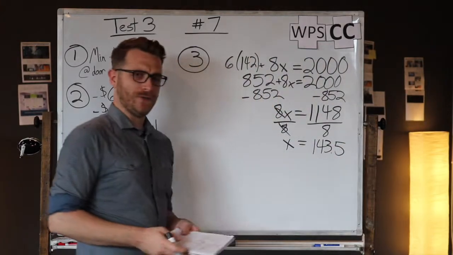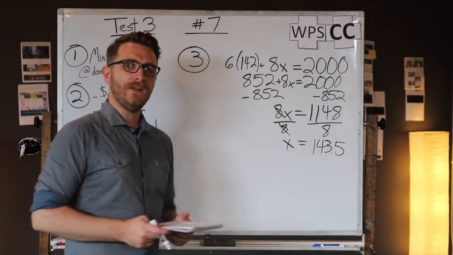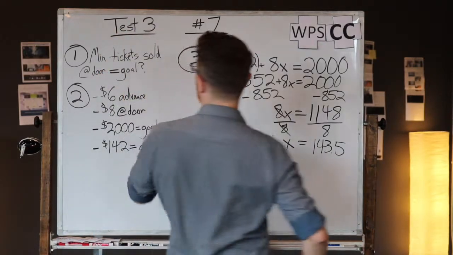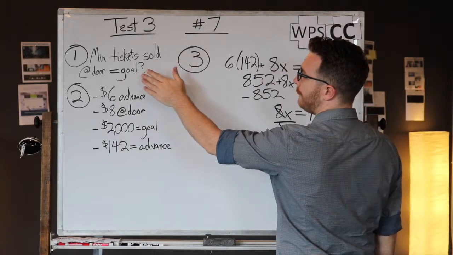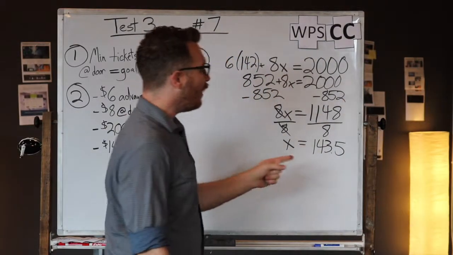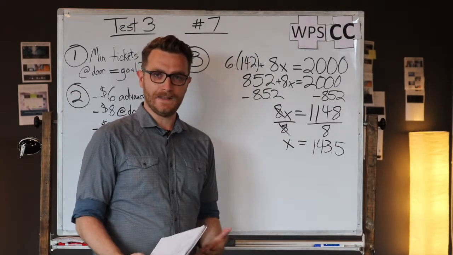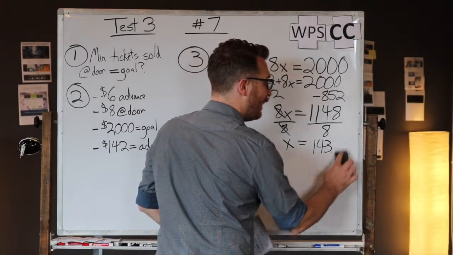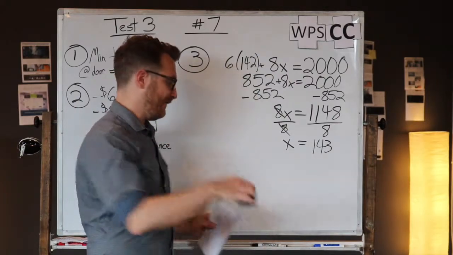143.5. Interesting. So if you look at your answer choices, you're not going to find 143.5. But think about what we're trying to find. What is the minimum number of tickets sold to get to their goal? To get to their goal. Are they going to sell a half ticket? No, they sell whole tickets. So if they only sold 143, they would be a little bit off the mark, wouldn't they? So how many will they have to sell?